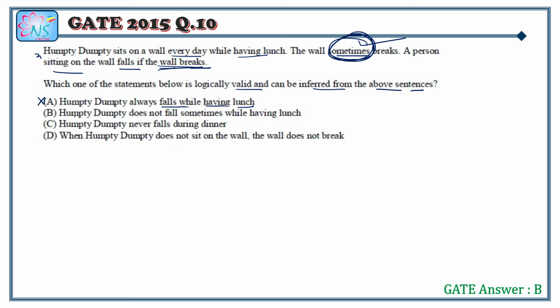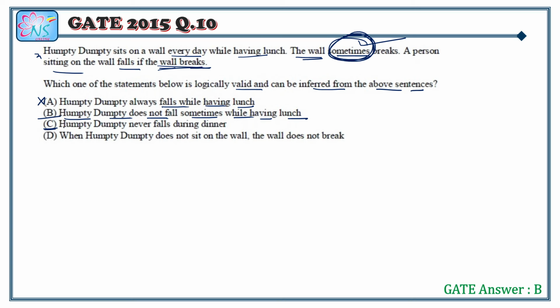Then the second one is: Humpty Dumpty does not fall sometimes while having lunch. Okay, so sometimes he doesn't fall while having lunch, but sometimes he falls. So that may be correct, because the statement says the wall sometimes breaks, and when the wall breaks, the person will fall. So this statement may be correct, but we will look at the other two statements as well.